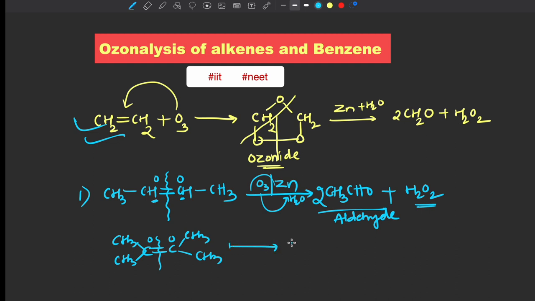So the product is going to be CH3 and it gives you C double bond O. This is acetone, and another mole of acetone is also formed, and the byproduct is of course H2O2. In this way we solve all the questions. Just split the double bond, add the oxygens on both sides, and then you get the product. Simple. So we'll move on.